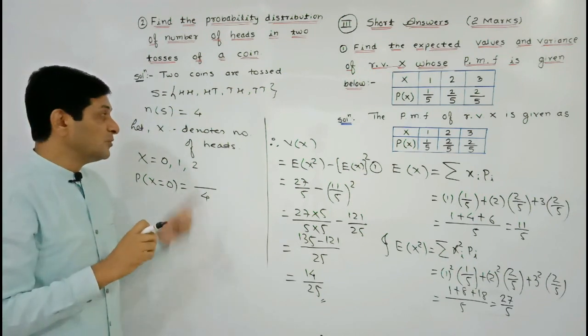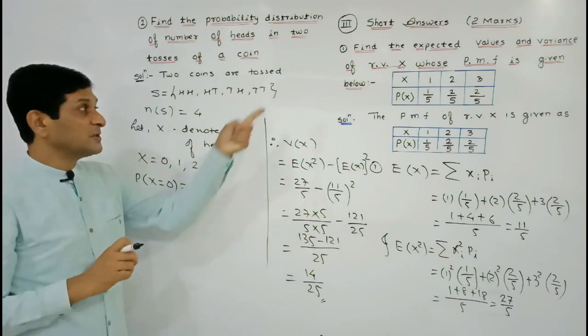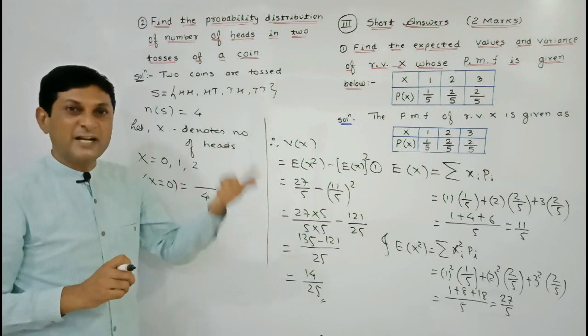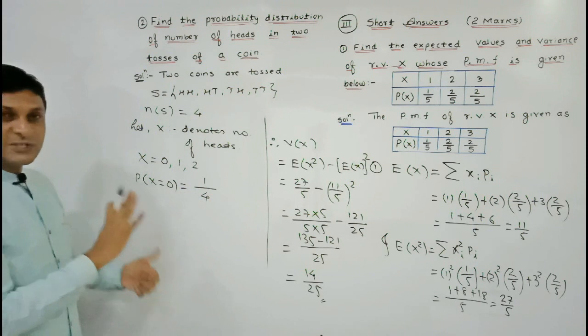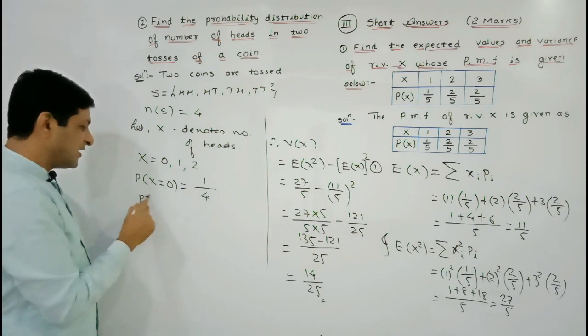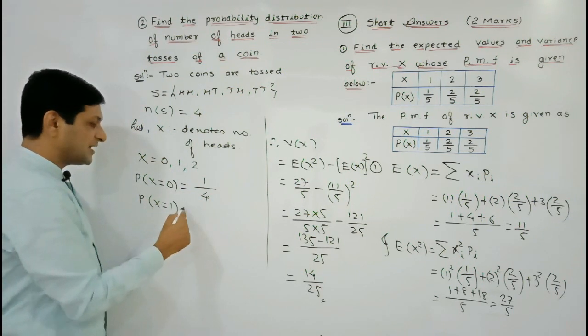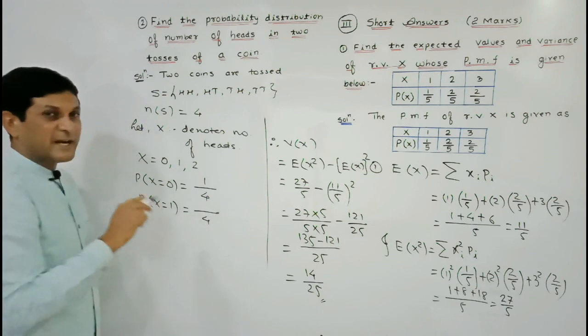x is equal to 0 बोले तो क्या? Number of heads are 0. चलो देखो कितने एलिमेंट है जिसमें number of heads 0 है. एक ही एलिमेंट है ऐसा कि जिसमें number of heads 0 है, so its probability is 1/4. Now find out probability when x is equal to 1. x is equal to 1 means what? Number of heads are 1.